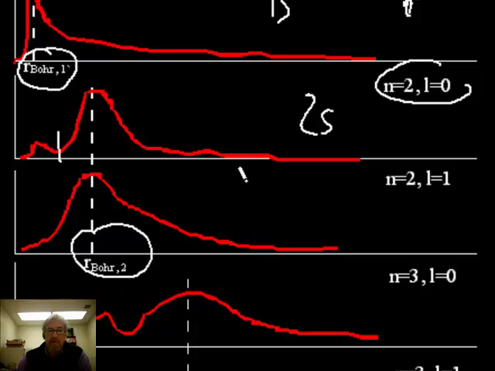This is 2p. This is actually the 2pz. It starts out low, maximizes at Bohr's second orbit, and then drops off. So what we're graphing here is the probability of finding the electron at any position R.